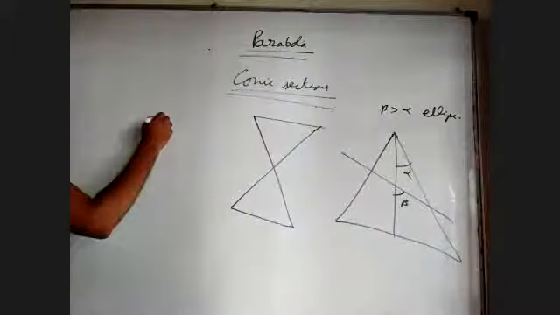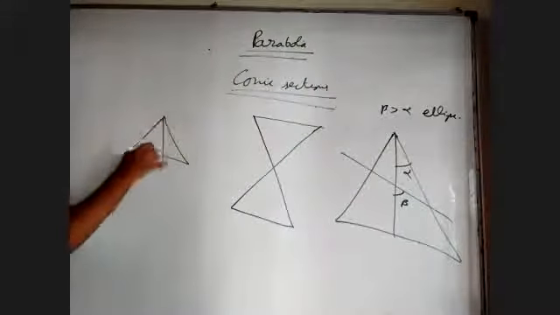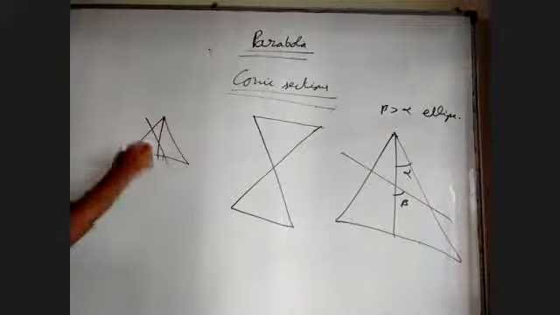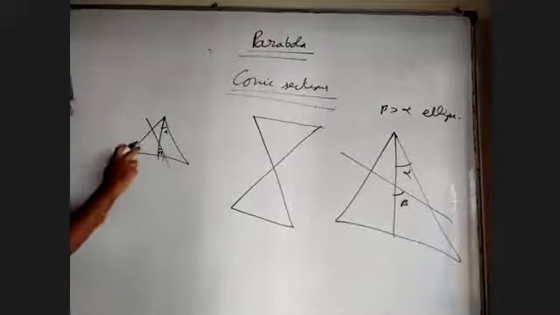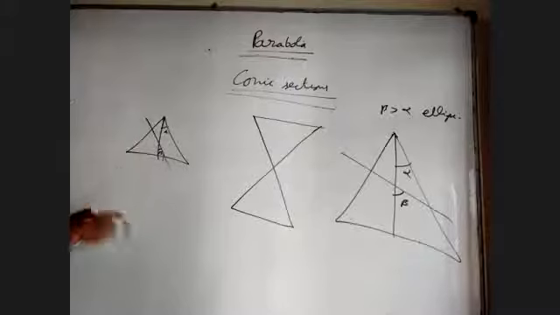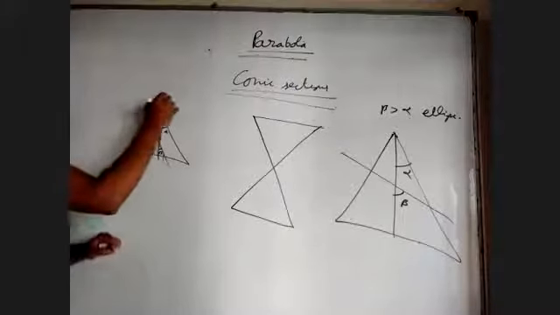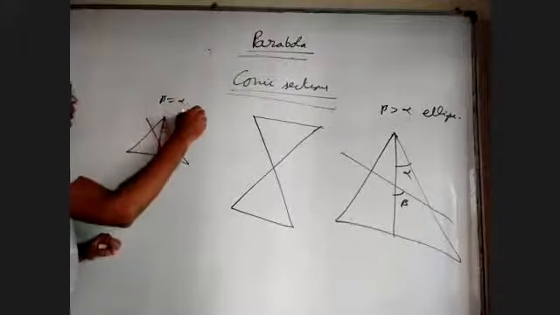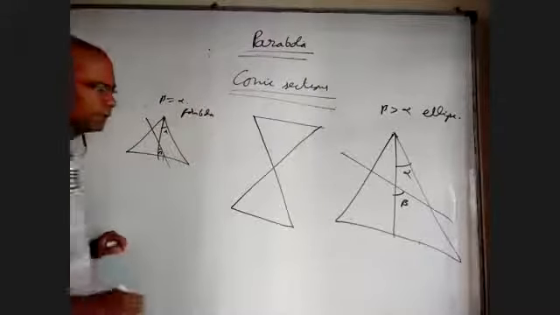If beta is exactly alpha, that is parallel, if I cut it here, this is alpha, this is beta, both are parallel. Either you remove this piece or that piece and see the fresh surface, what you get is a parabola. So beta equal to alpha will give us a parabola. Then beta is less than alpha.